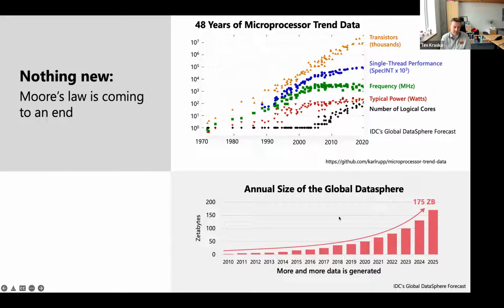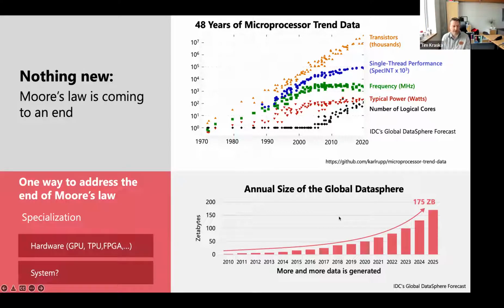So how can we tackle that? One way to do that is specialization. And we already see that happening on the hardware front, right? On the hardware front, we have things like GPUs, TPUs, FPGAs, which are specialized hardware so that you can overcome the end of Moore's law. What we are asking ourselves is: can we not do something similar on the system side as well?